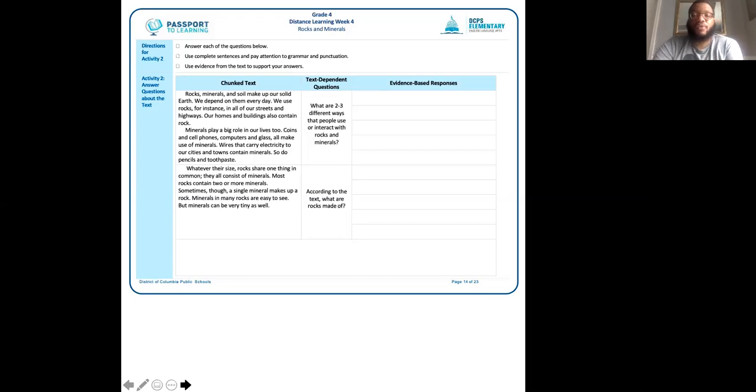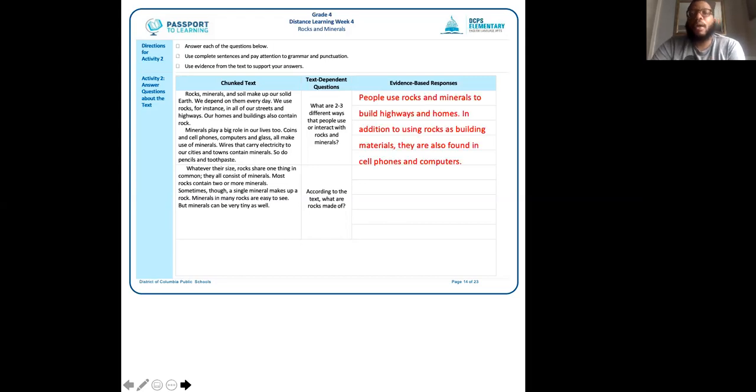So what are 2 to 3 different ways that people use or interact with rocks and minerals? People use rocks and minerals to build highways and homes. In addition to using rocks as building materials, they are also found in cell phones and computers. Notice that I used a complete sentence. I've used correct grammar as well as correct punctuation. So whenever you use your evidence to respond, make sure that you're doing that in a complete sentence.